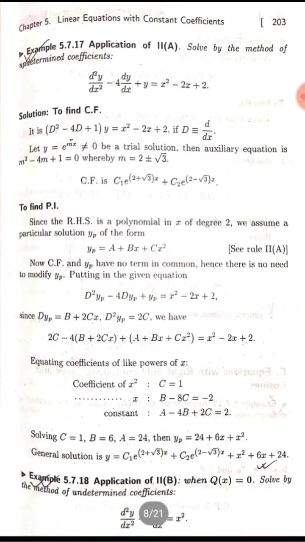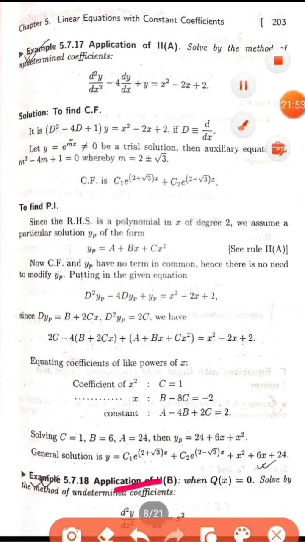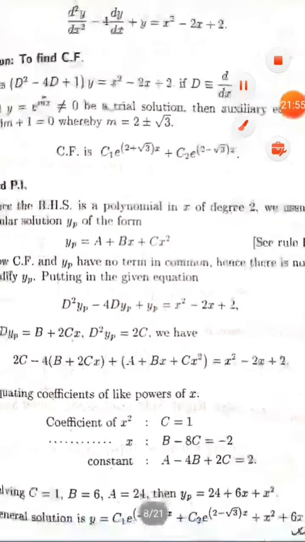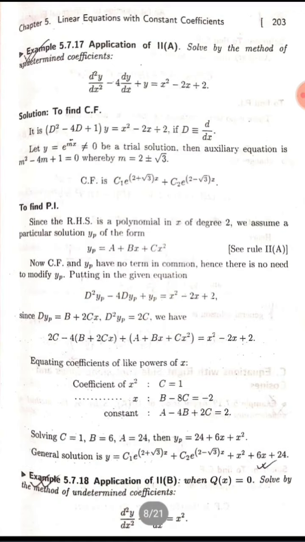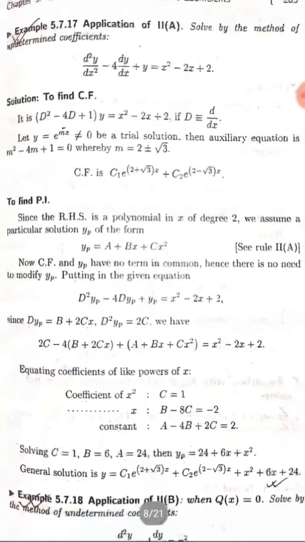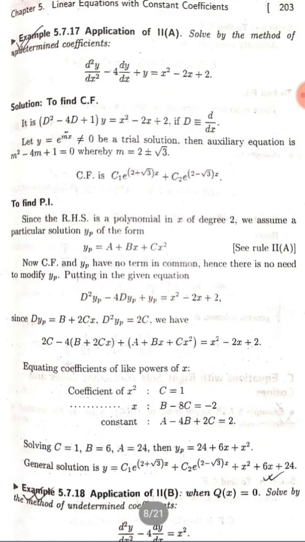Okay. Now for the next sum, application of 2B. Here the problem is (D square minus 4D) y equals to x square. That is, d square y by dx square minus 4 dy by dx is equal to x square.